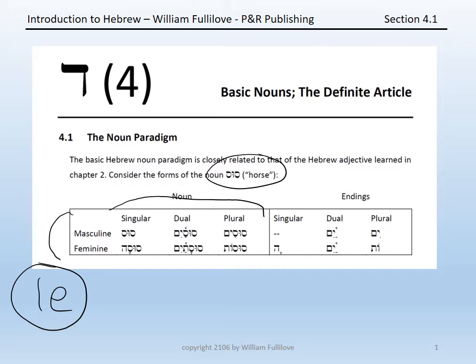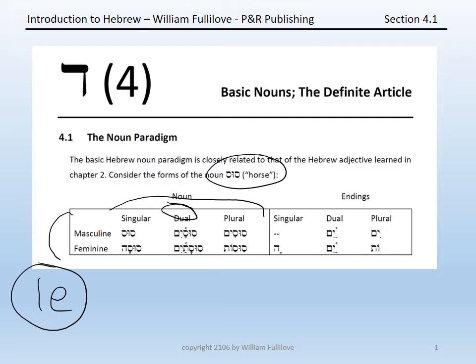When it comes to number, you are already familiar with the categories of singular, one, or plural, more than one, for an adjective. The noun paradigm also has a dual number. The dual indicates two of something. The use of the dual by the time of biblical Hebrew was starting to decline. It is still evident, particularly for things that make natural pairs, like ears or eyes.